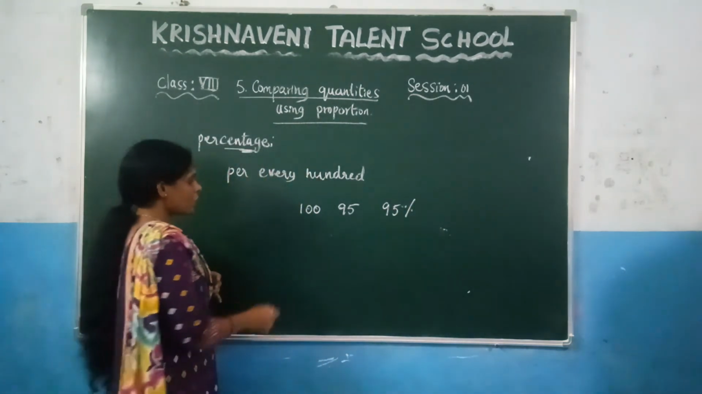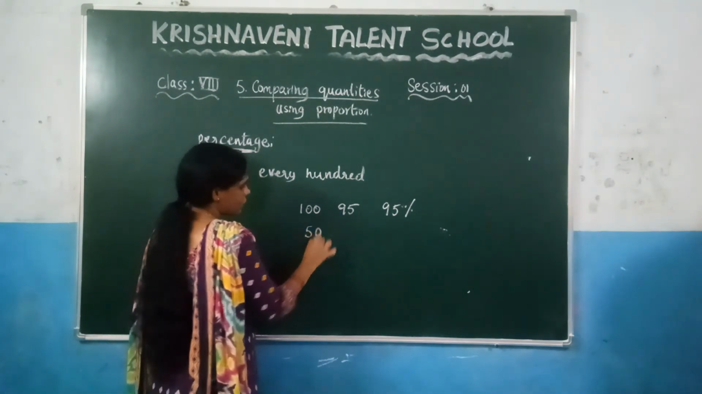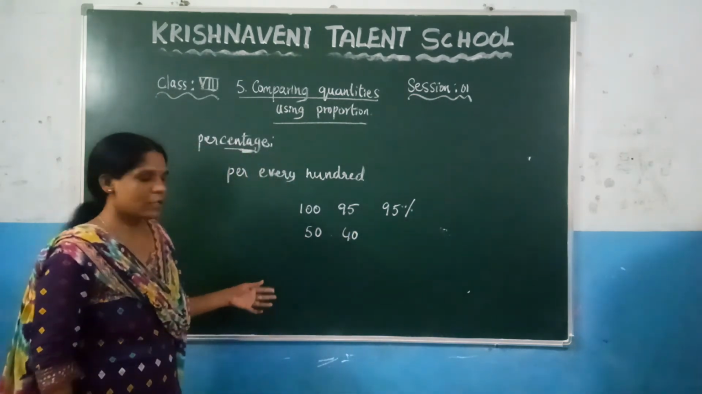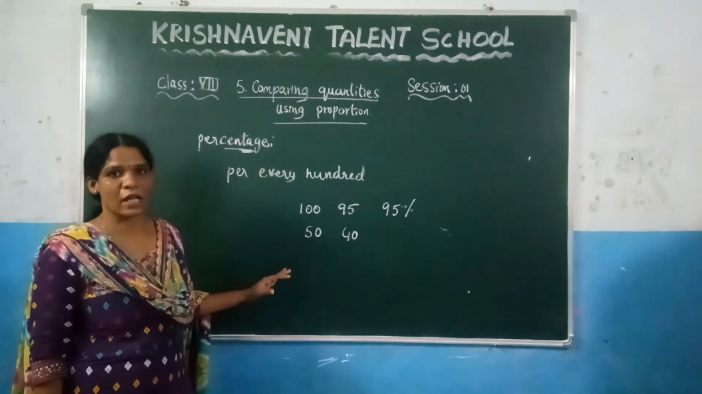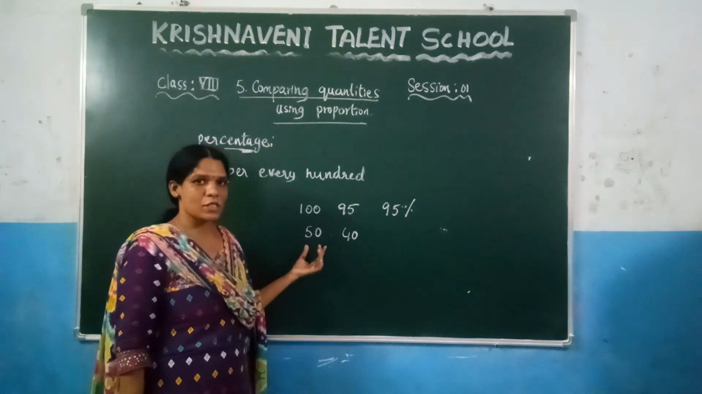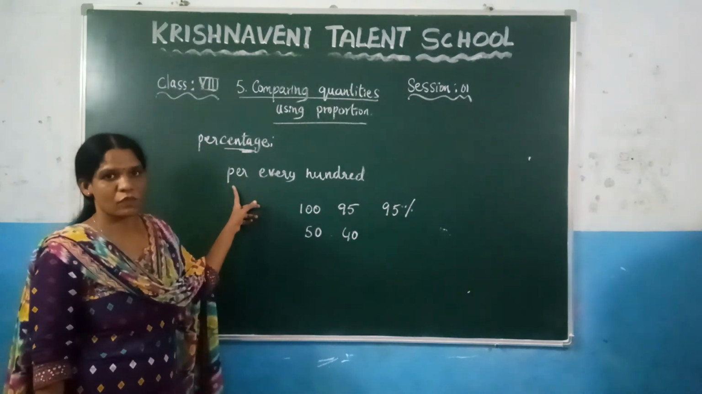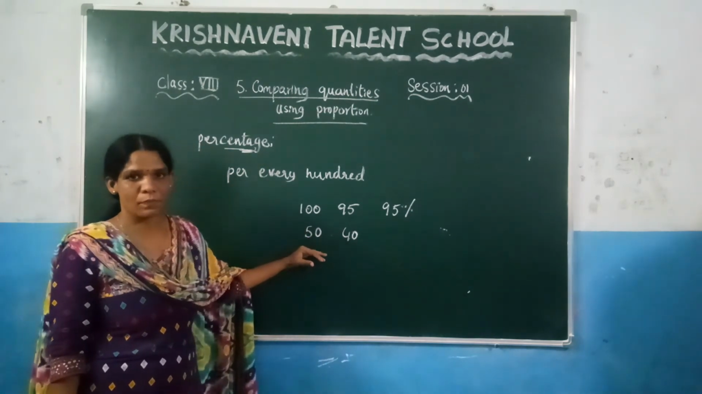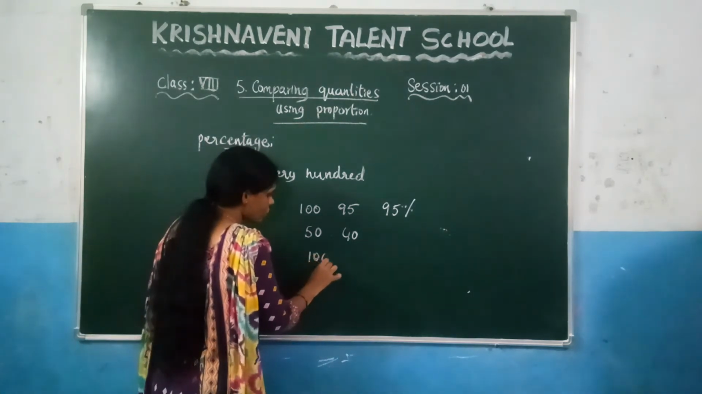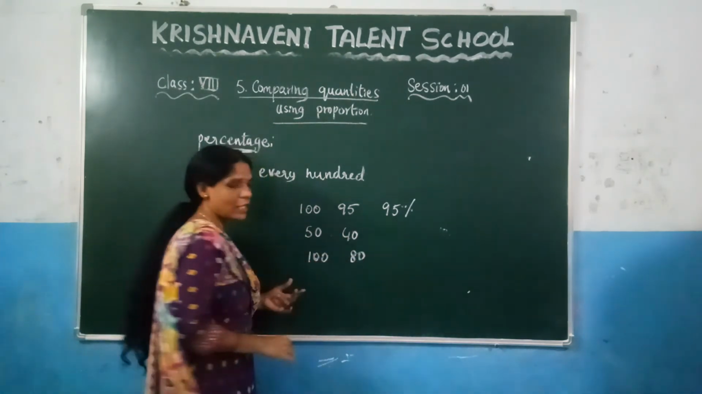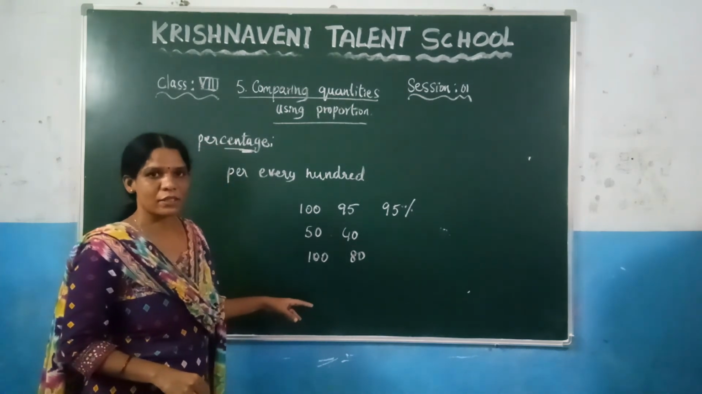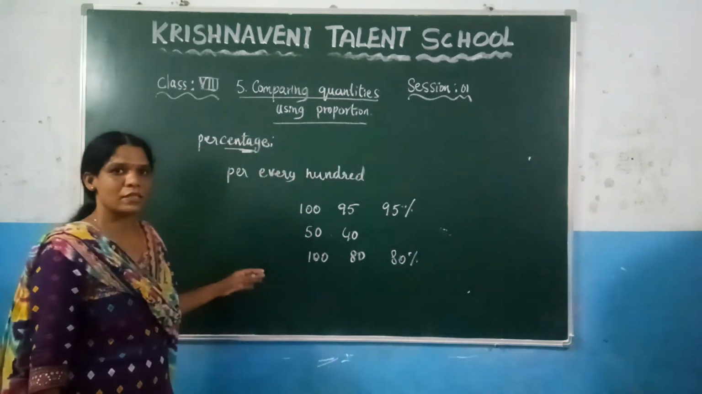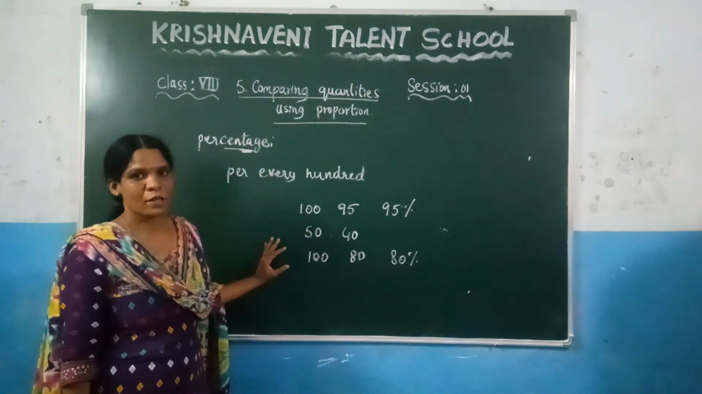Let us suppose one person wrote the exam for 50 marks. For 50 marks he got 40 marks. What is his percentage, can it be found directly? You cannot find it directly, because the percentage you need to convert into the form of per 100. If you want to convert into the form of 100, what we need to do? You need to double this number. So 50 plus 50 gives you 100, 40 plus 40 gives you 80. Since for every 100 the percentage is 80%, he got 80% in the exam. Like that you can calculate the percentage.